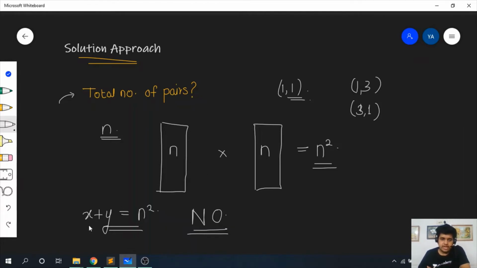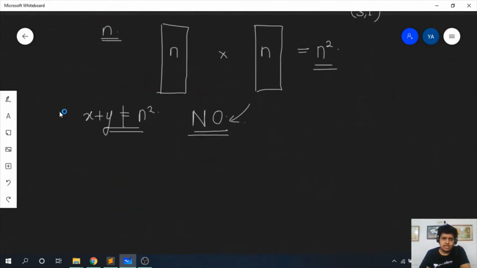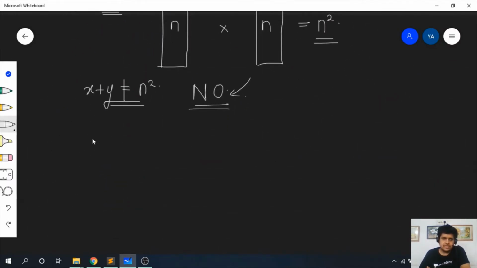So if x plus y is not equal to n square, then the answer is no. Now let us try and actually construct a tree which has x plus y as a square number, and x is the number of even distance pairs and y is the number of odd distance pairs.